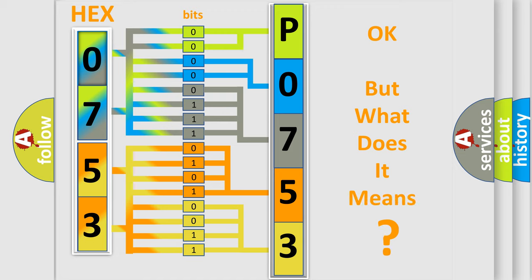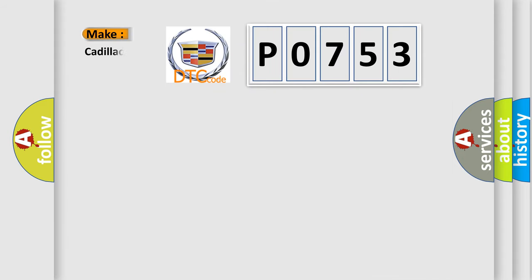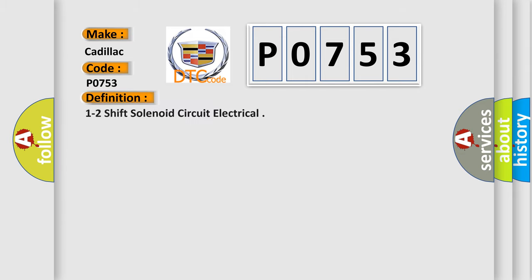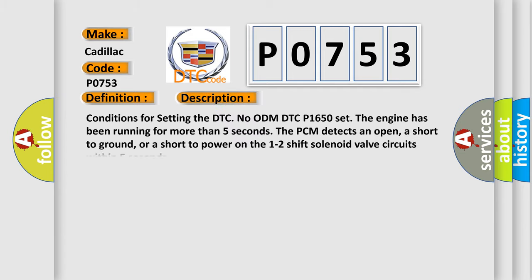The number itself does not make sense to us if we cannot assign information to what it actually expresses. So, what does the diagnostic trouble code P0753 interpret specifically for Cadillac car manufacturers? The basic definition is 1-2 shift solenoid circuit electrical. And now this is a short description of this DTC code.